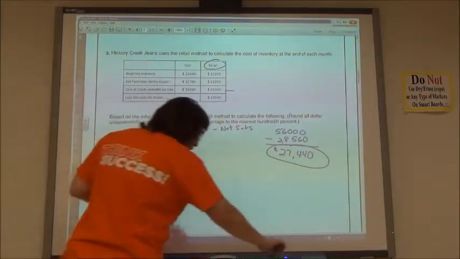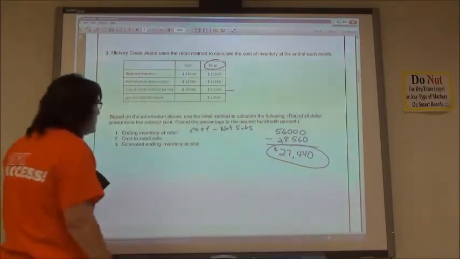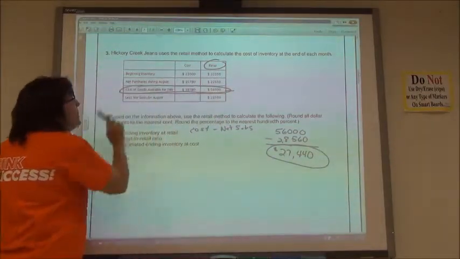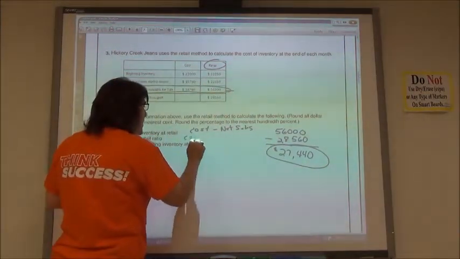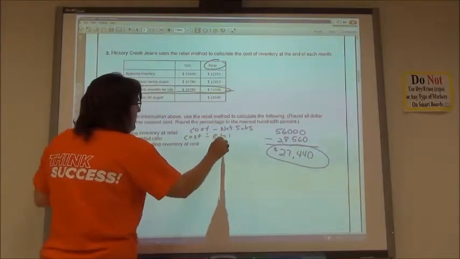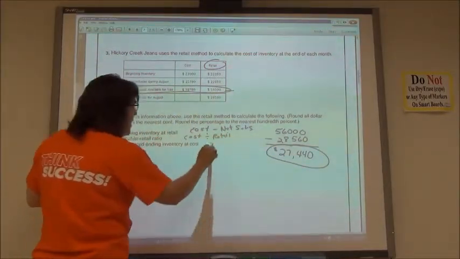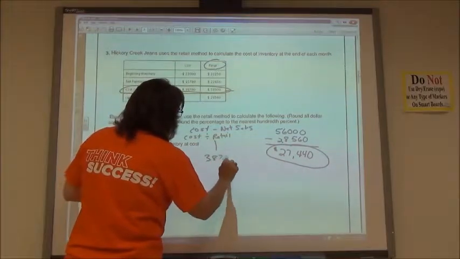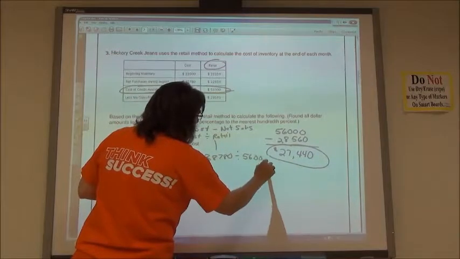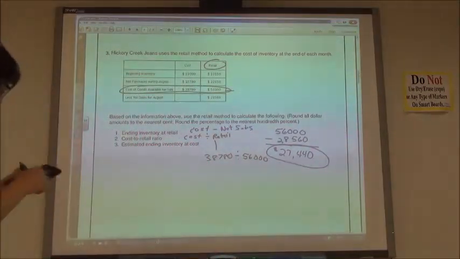Then we're going to do the cost to retail ratio. So we're looking at the cost of goods sold. We're going to take the cost divided by the retail value. And so we're taking 38,780 divided by the 56,000 that we had there.